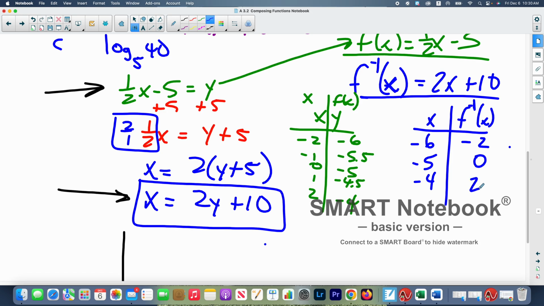Now, here's what I'd like you to do. Look at the two tables. Compare the two tables. What do you notice? They're flipped. What do you mean by that? The X's and the Y's take each other's values. Yeah, the X's and the Y's just change places, right? So the X's and the Y's have switched.